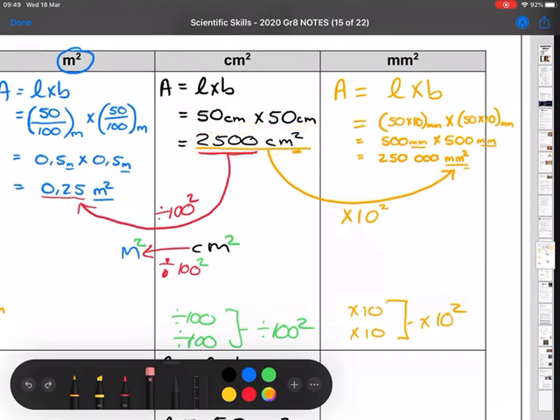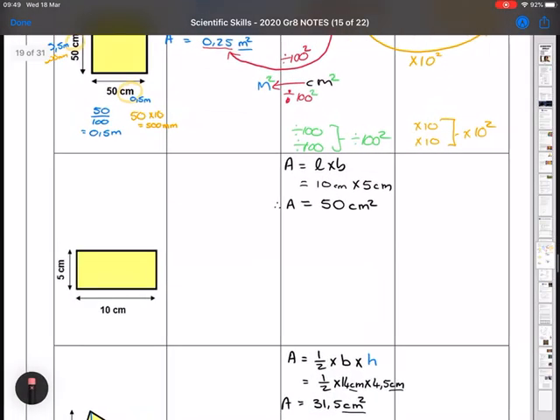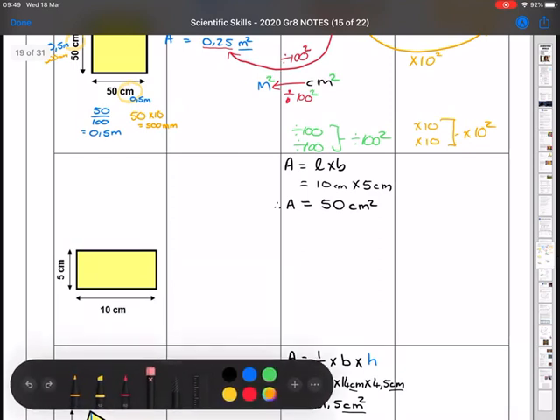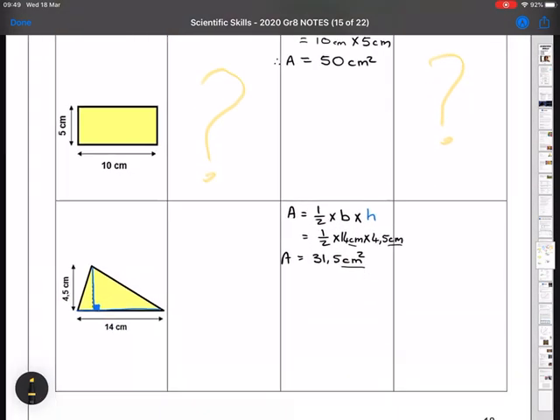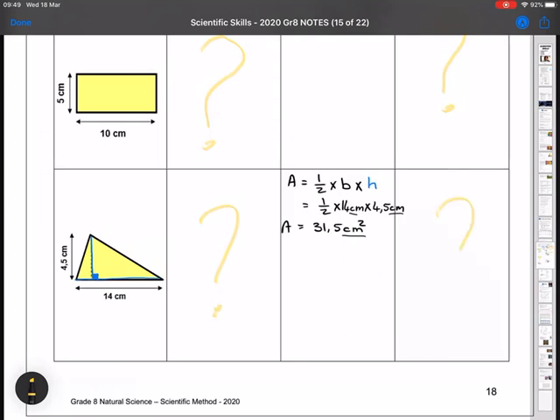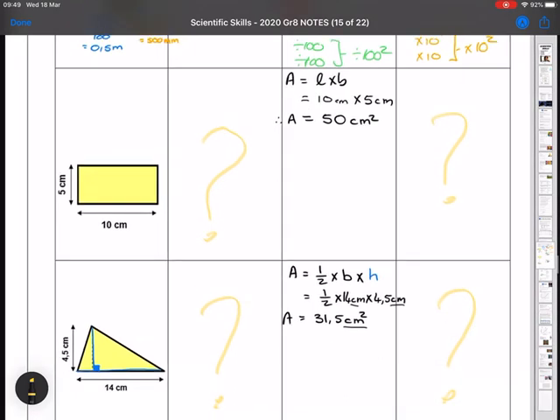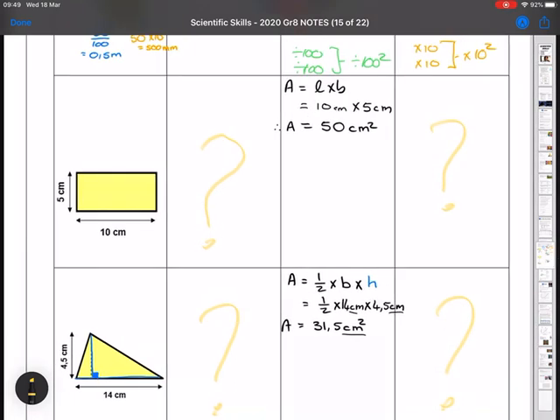I would like you to pause the video, and I want you to please do the rectangle and the triangle: convert the centimeter squared answer that we got into meters squared and millimeters squared. So what I'm saying is you're going to do that, that, that, and that. Once you've done that, then you can start with the next video, and I will go through it with you.